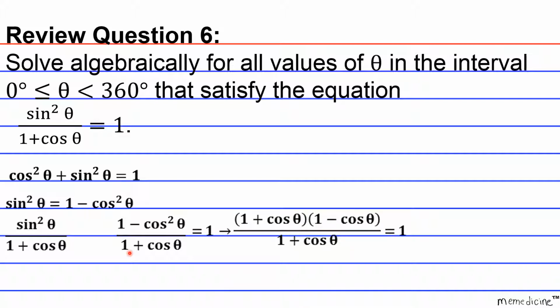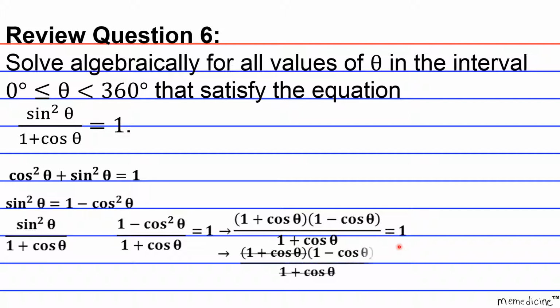We're going to notice that this is the difference of two perfect squares because the square root of 1 is going to be 1, and the square root of cosine squared is cosine. So we know that the factoring for the difference of perfect squares works out like this: 1 plus the cosine of theta times 1 minus the cosine of theta. Again, all divided by 1 plus the cosine of theta is equivalent to 1.